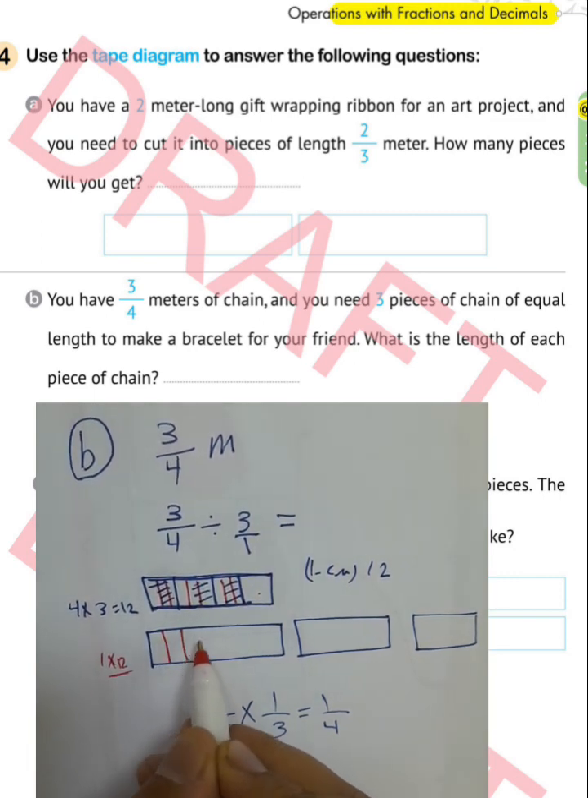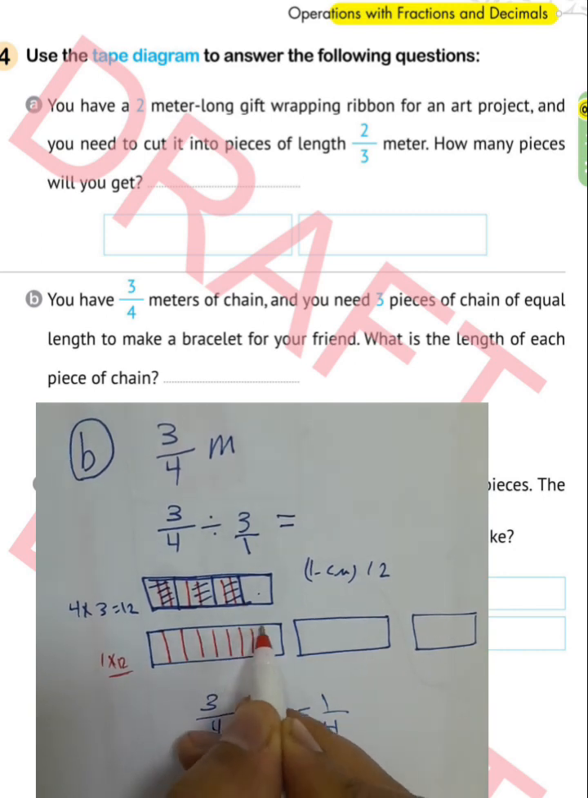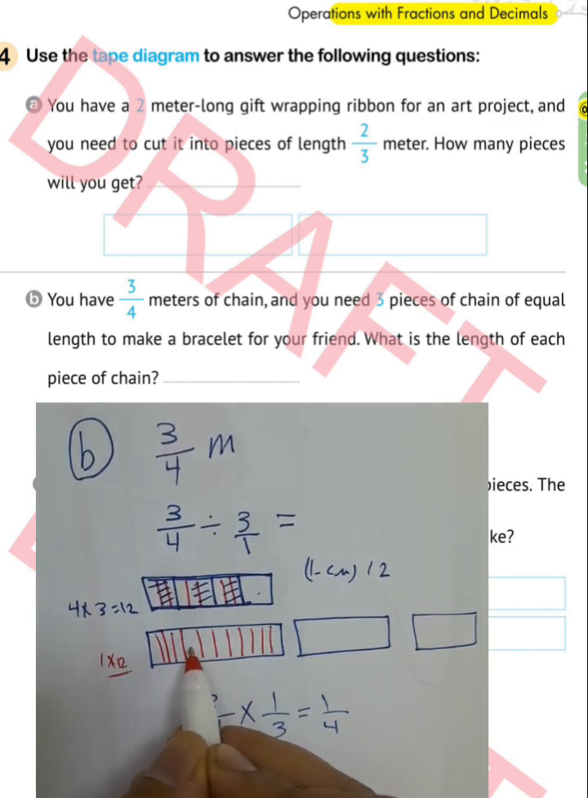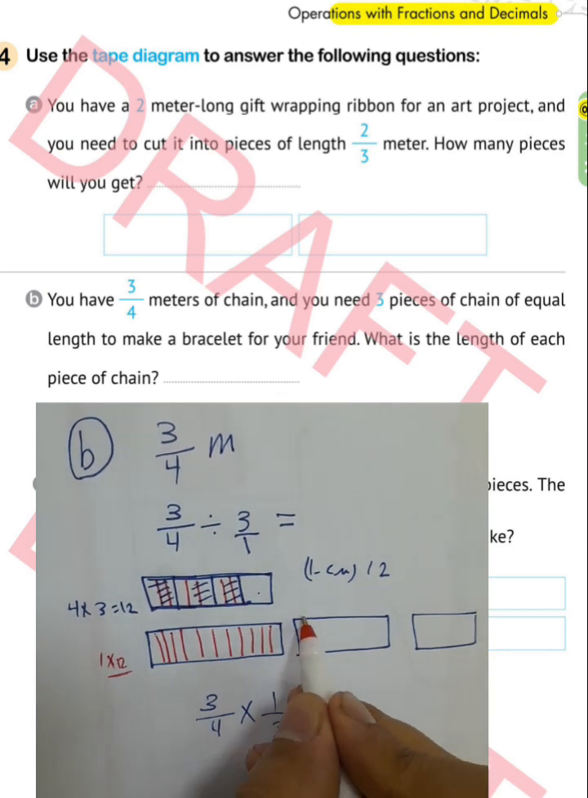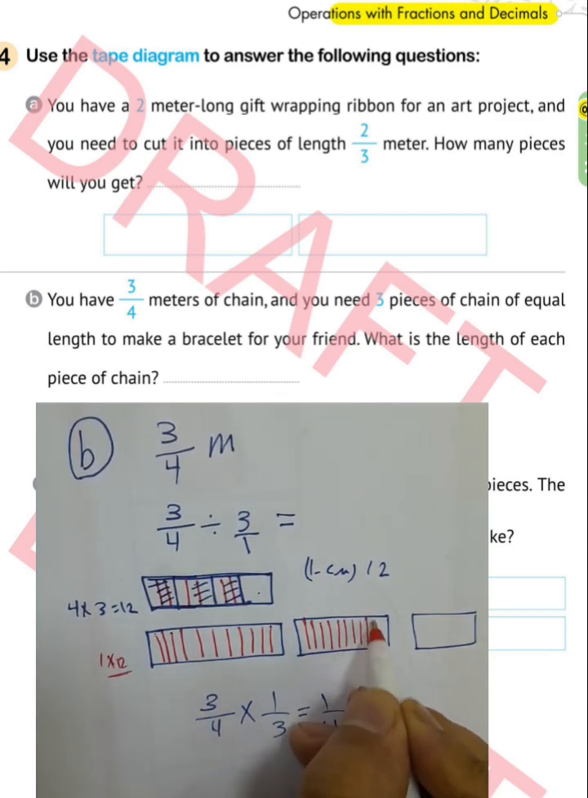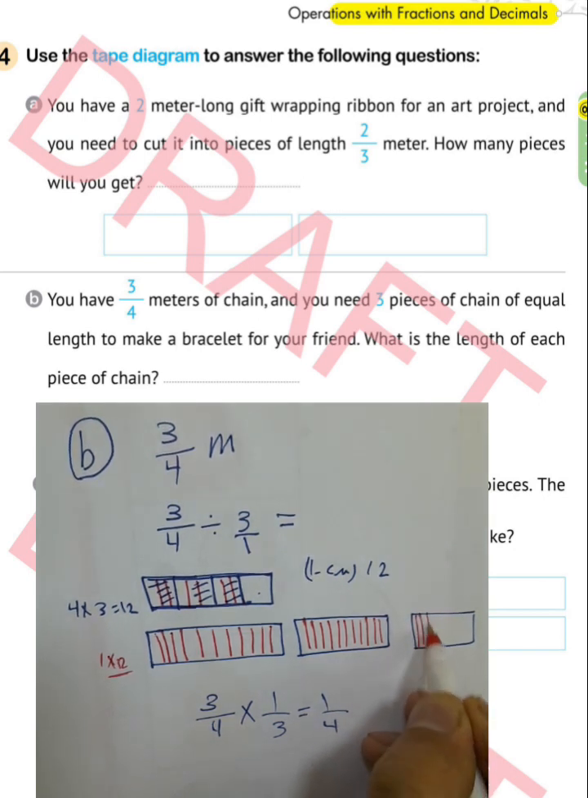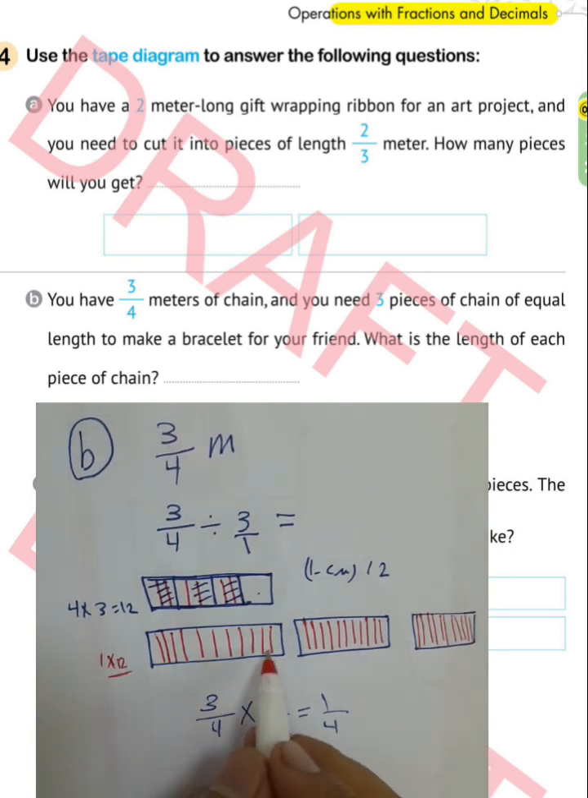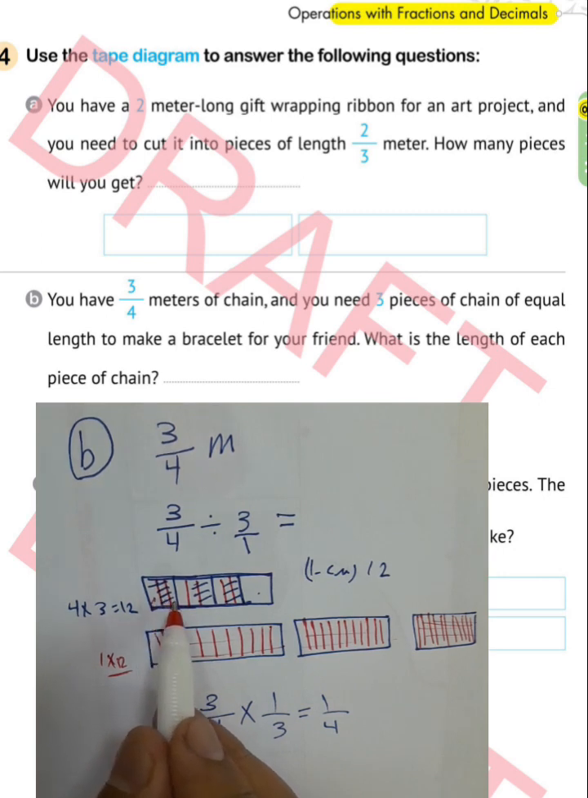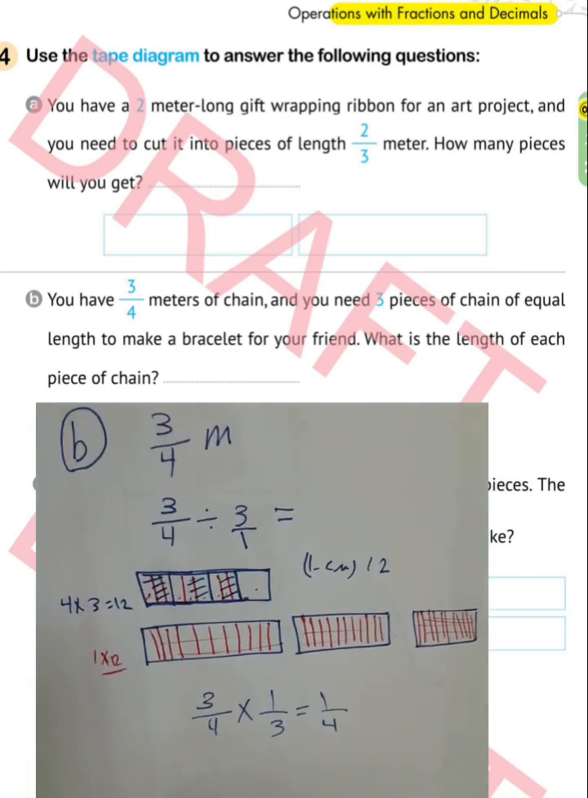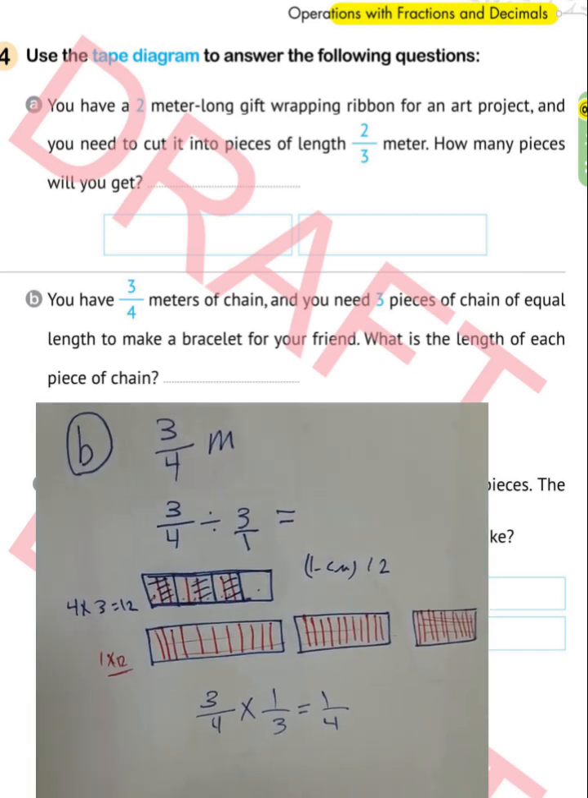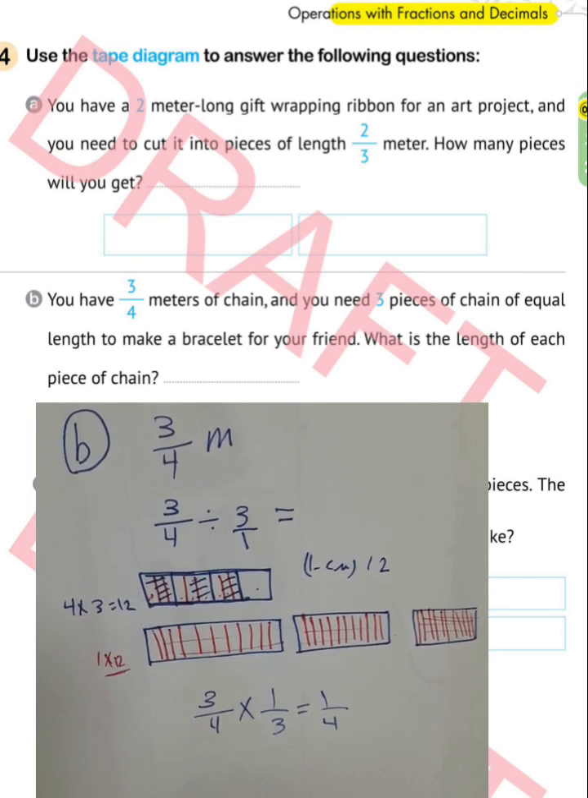1, 2, 3, 4, 5, 6, 7, 8, 9, 10, 11, 12. And here 1, 2, 3, 4, 5, 6, 7, 8, 9, 10, 11, 12. And we will color all parts here. How many parts colored here? 1, 2, 3, 4, 5, 6, 7, 8. We have 8 parts here.